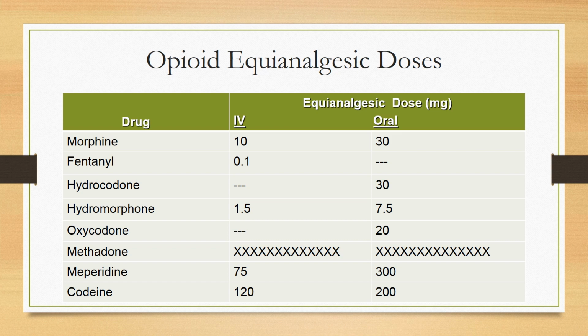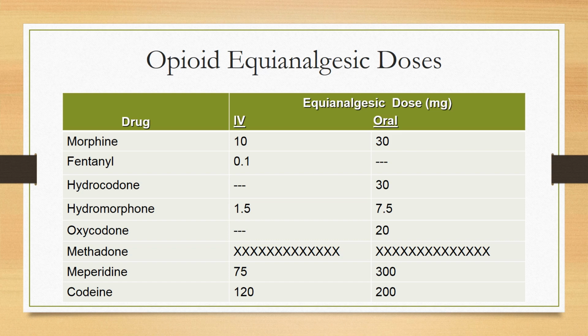You're going to set up a proportion, so 10 milligrams of IV morphine to 30 milligrams of PO morphine is equal to 1.5 milligrams of IV hydromorphone. How many milligrams of PO hydromorphone is that? And in that way you can go back and forth. You'll notice here a couple holes in therapy. There's no IV hydrocodone, so that's why there's nothing there. There's no PO fentanyl that will ever convert to. And then oxycodone also doesn't have an IV.